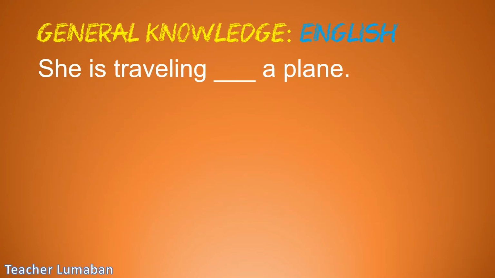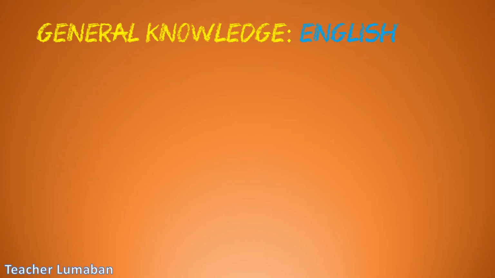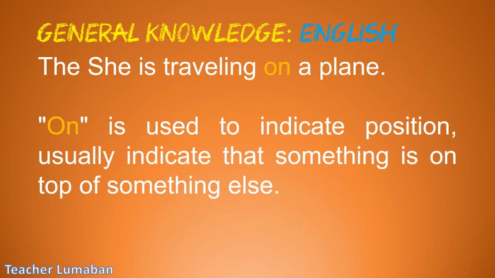She is traveling blank a plane. Letter A, at. Letter B, in. Letter C, on. Letter D, into. Please determine the suitable answer to the following choices in 5 seconds. 5, 4, 3, 2, 1. The suitable answer is letter C, on. She is traveling on a plane. On is used to indicate position, usually to indicate that something is on top of something else.